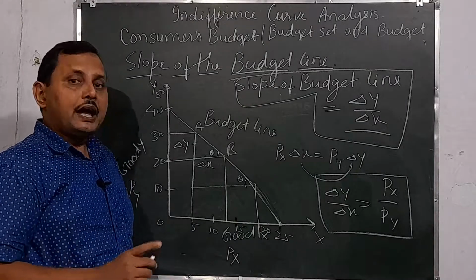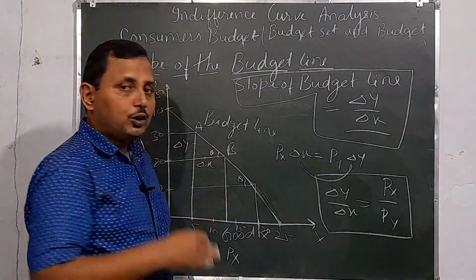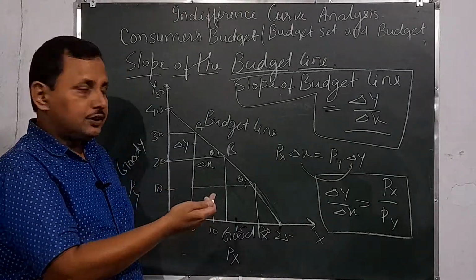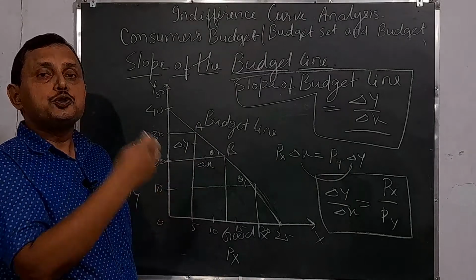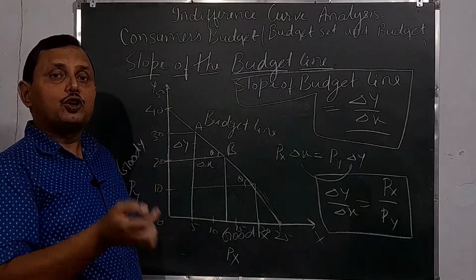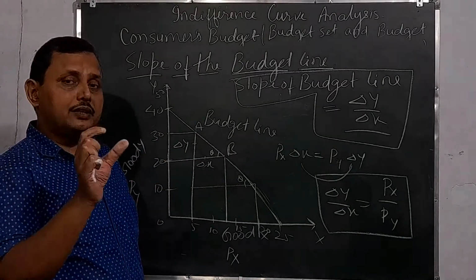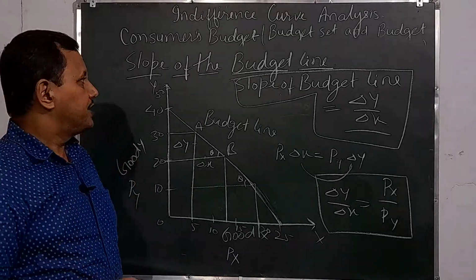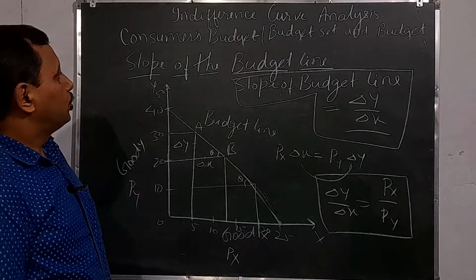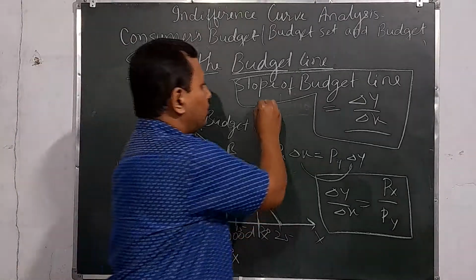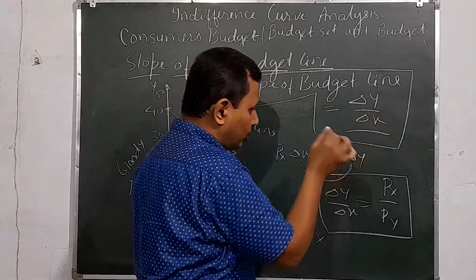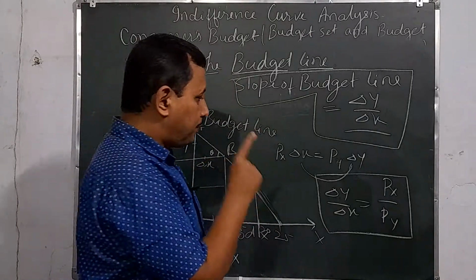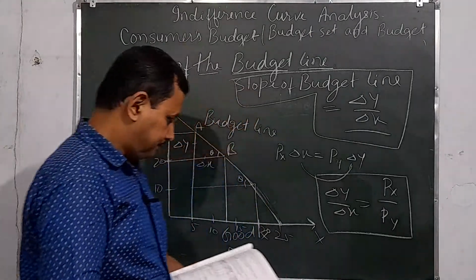From these equations we can easily find. Clear? And the slope of the budget line also shows, if the consumer is increasing the consumption of good X, at what rate he should reduce the consumption of good Y in order to keep his budget constant, so that there is no change in his budget. So this is what we have seen, the slope of the budget line. Here we have to remember that the slope of the budget line is delta Y by delta X or Px by Py, where Px is the per unit price of good X and Py is the per unit price of good Y.